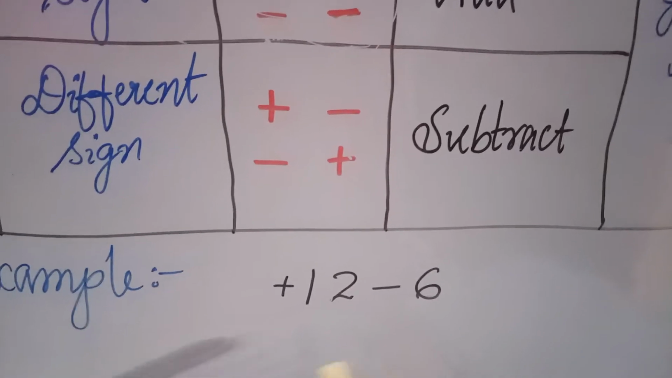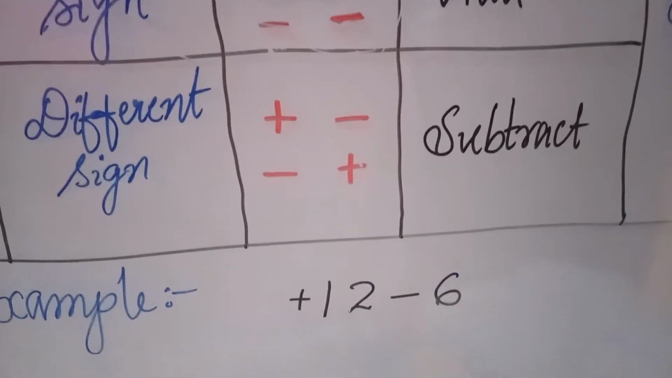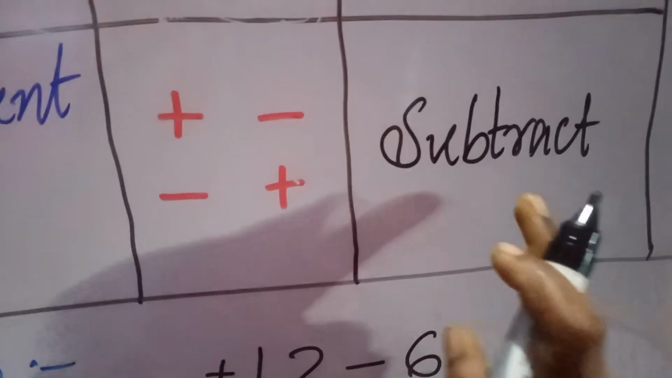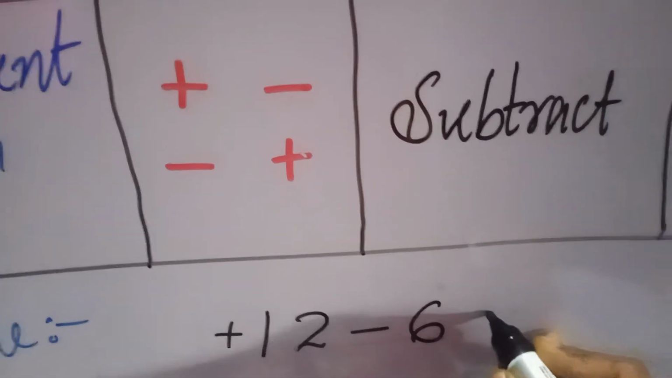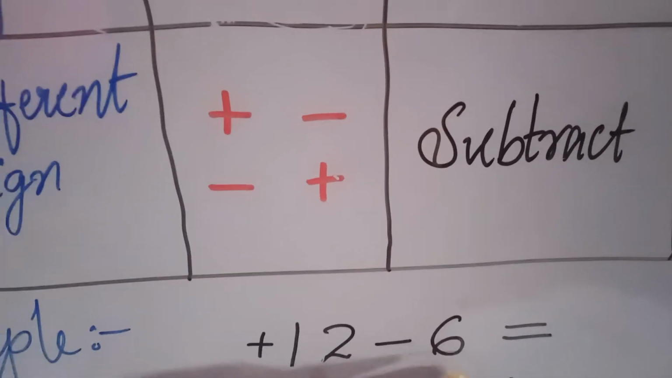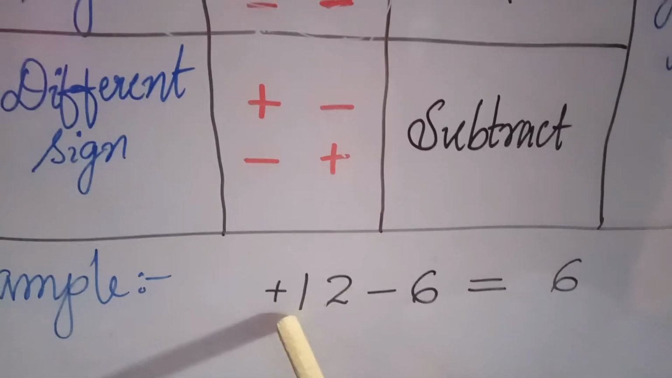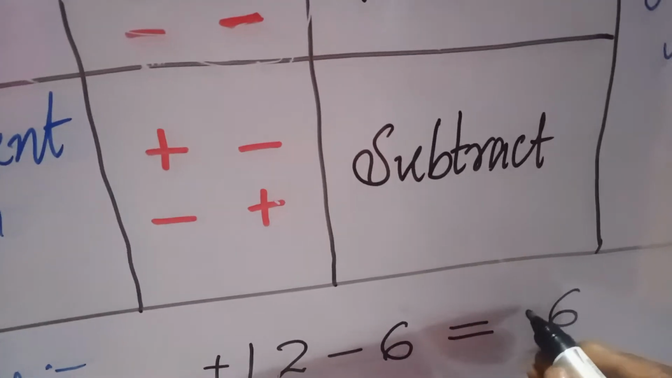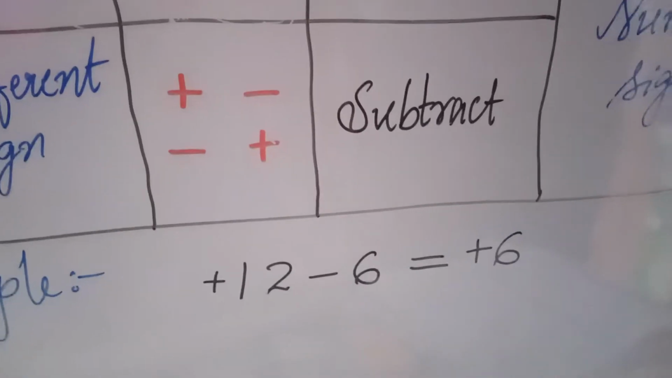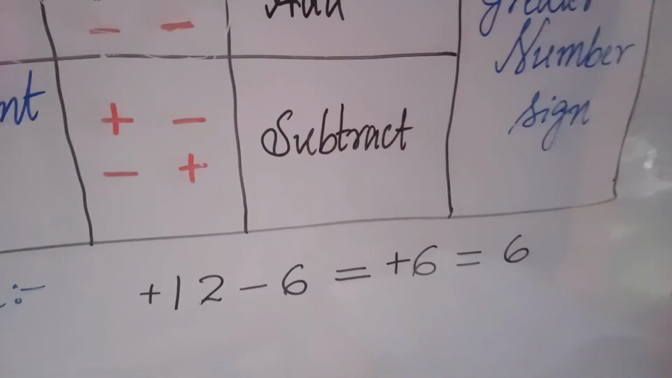See, there are two different signs: plus 12 and minus 6. When you have this, what do we need to do? You have to keep this in your mind: always subtract and give the greater number's sign. So 12 minus 6 is 6. And which 6 is it? See, 12 is greater than 6, and 12 has a plus sign, so this is plus 6. Here you need not give the sign because it is easily understood that it is a positive integer.